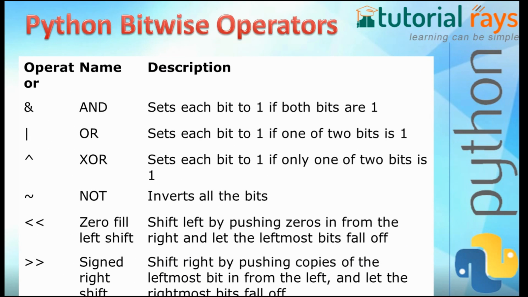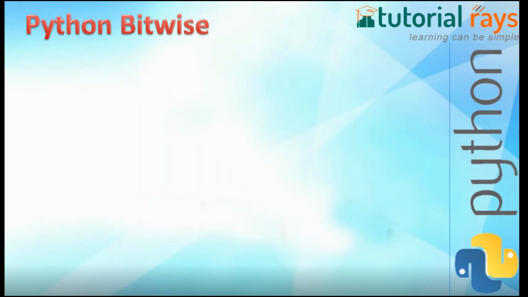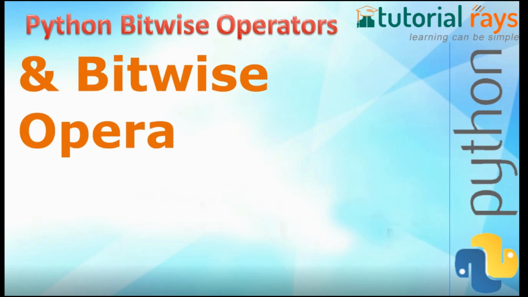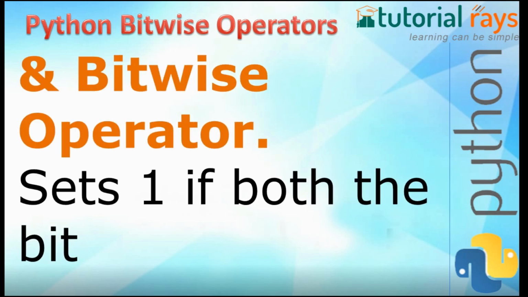So these are some of the important bitwise operators. The first ones are AND, OR, XOR, NOT, left shift and right shift. First we will see the AND bitwise operator.